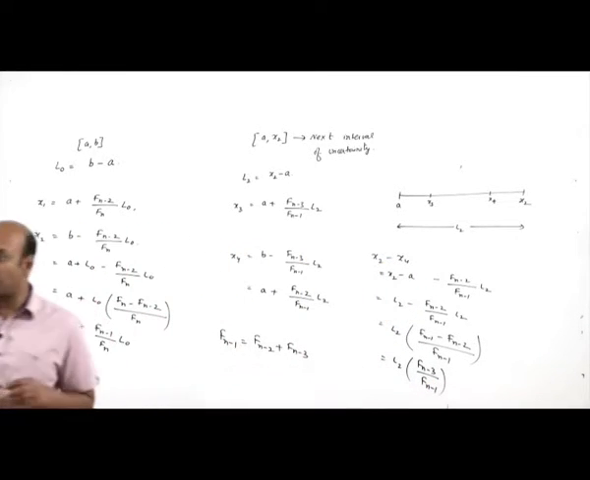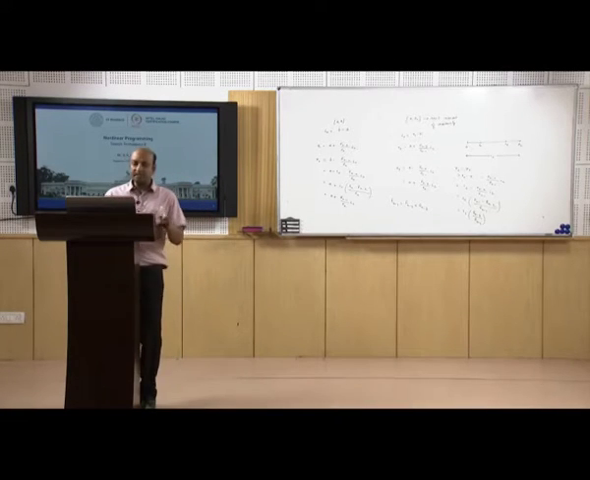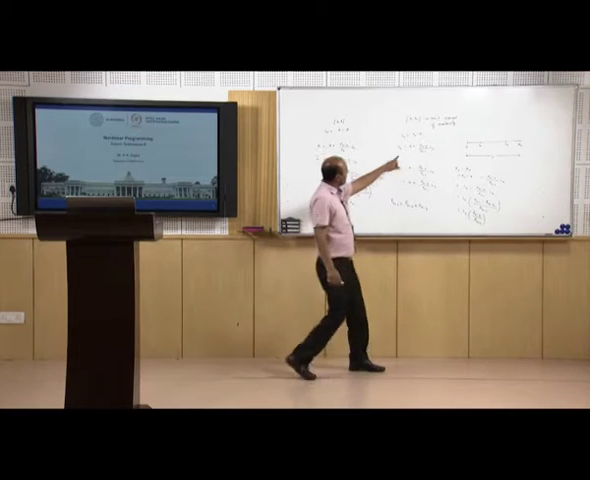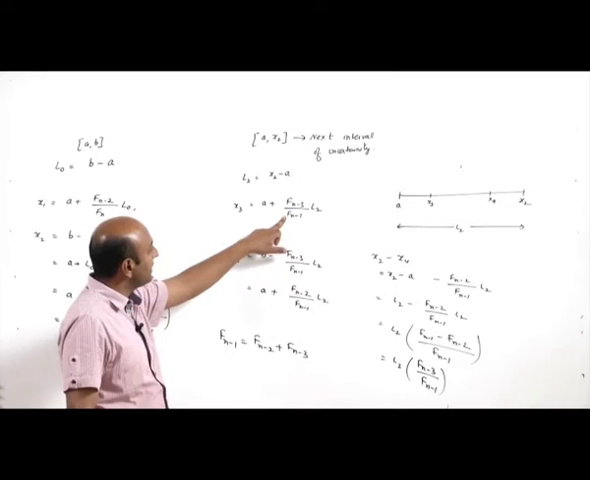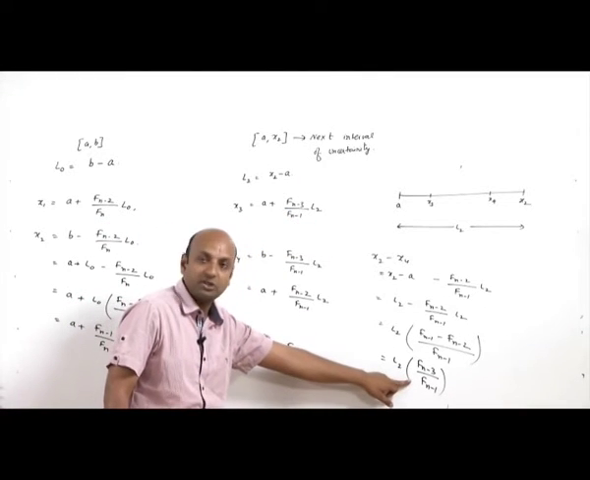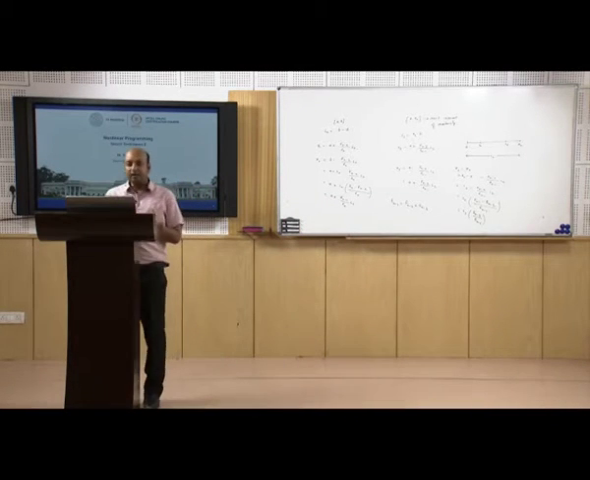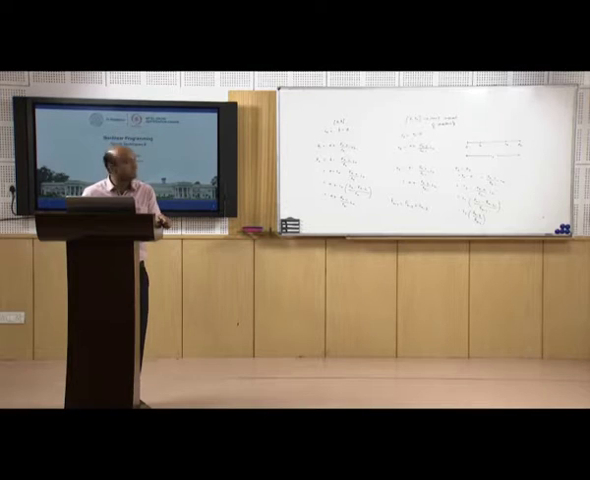So, that is how we obtain this expression. And from here we can say that x2 minus x4, which is Fn minus 3 upon Fn minus 1 times L2, is same as x3 minus a, because what is x3 minus a? x3 minus a is also Fn minus 3 upon Fn minus 1 into L2, which is same as this expression. So, from here we can say this thing. Hence we can say that the two experiments are placed symmetrically with respect to the endpoints again.